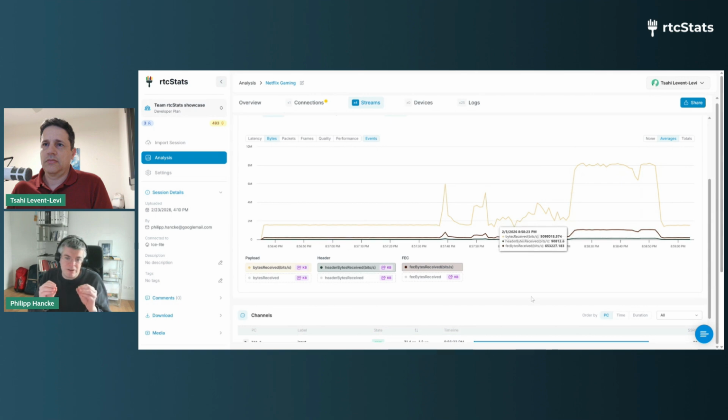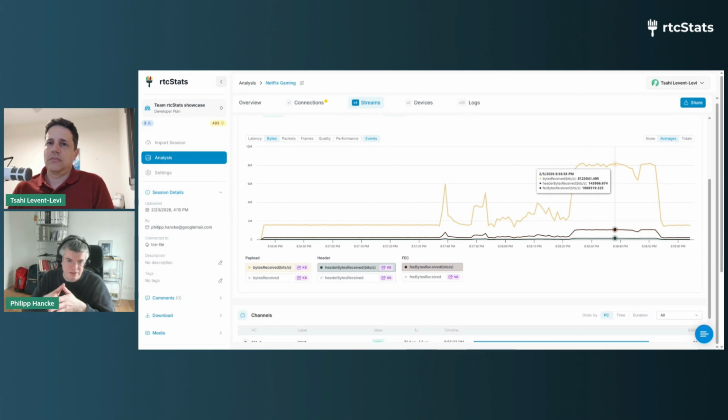And we see that there are different phases. It starts out with slightly below 2 megabits per second during the loading screen. Then there is some phase where the bitrate isn't that stable. And then it actually ramps up to 8 megabits per second, which is the target they have.